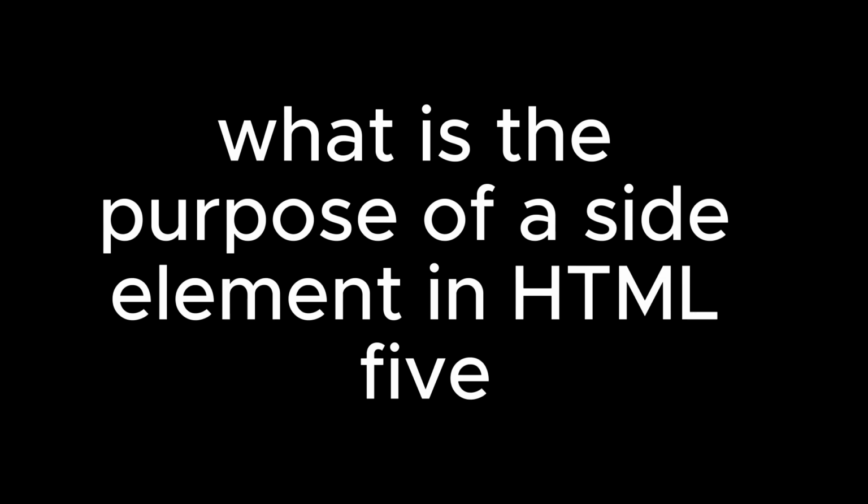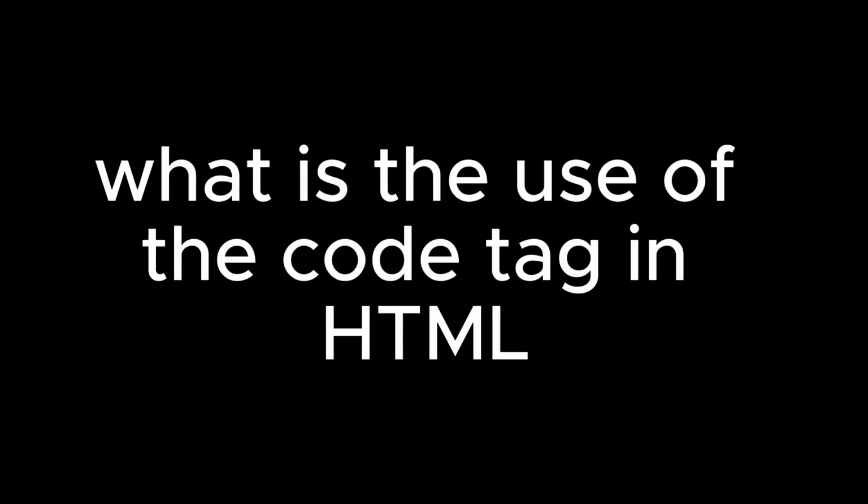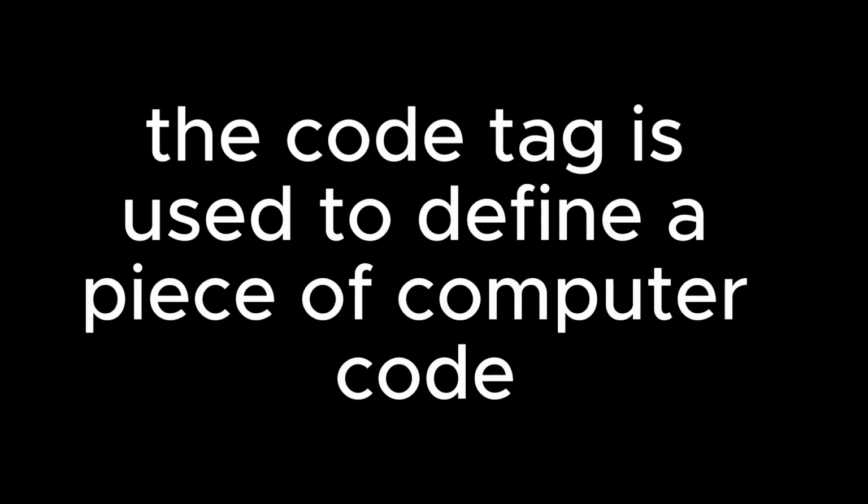Question 84. What is the purpose of the aside element in HTML5? Answer. The aside element is used to represent a section of a page that contains content aside from the content it is placed in, like a sidebar. Question 85. What is the use of the code tag in HTML? Answer. The code tag is used to define a piece of computer code. It displays in a monospace font.